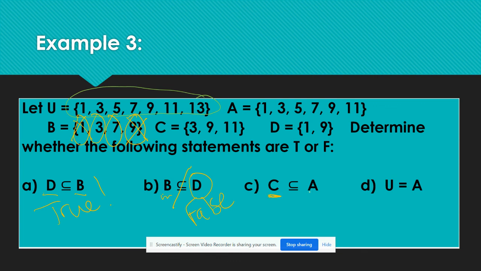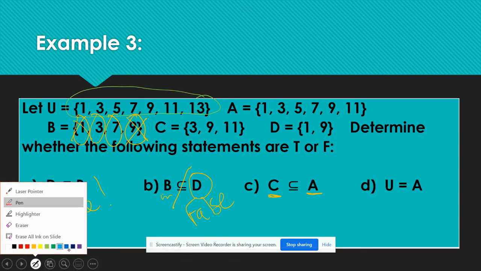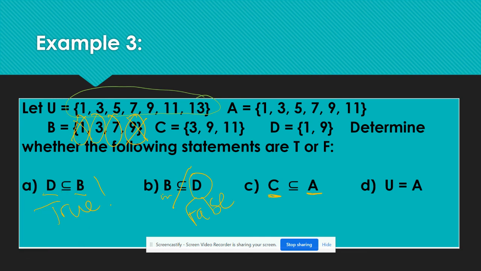Is set C a subset of A? Let's try this. C has 3, 9, and 11. A has 3, 9, and 11. So are all of C found somewhere in A? Yes, that is true.